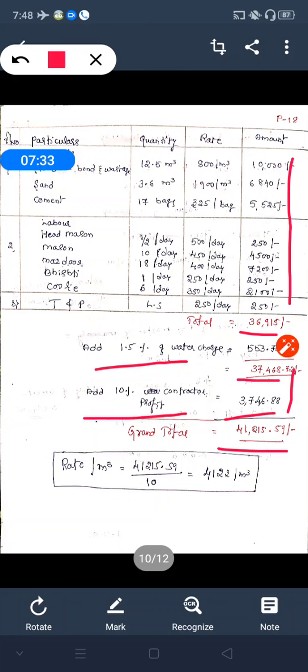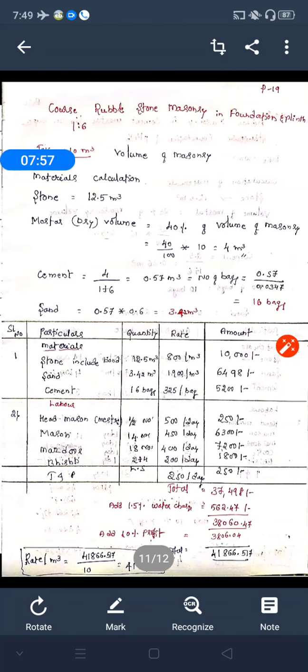Then the rate per meter cube. What is the rate of amount per meter cube? This is for 10 meter cube of work, but here we record per meter cube. The cost for a meter cube is the total grand amount, that is the grand total, divided by the quantity of work, which is around 10 meter cube. Then we got the amount rate per meter cube equal to 4122. Now this is all about random rubble stone masonry.